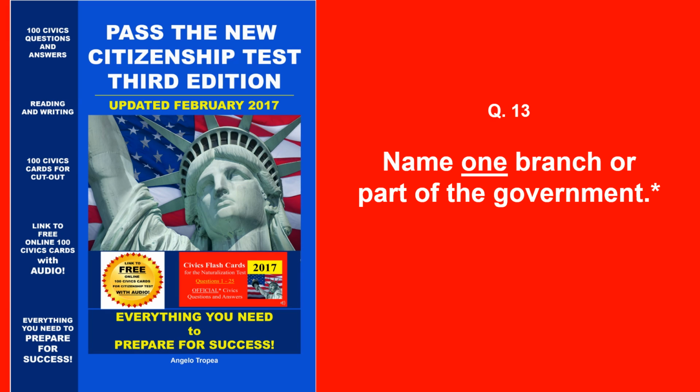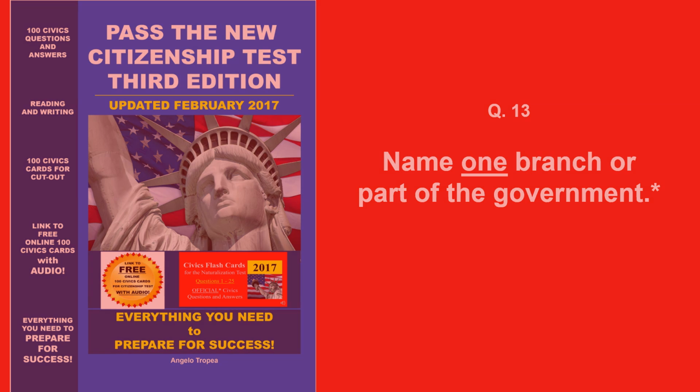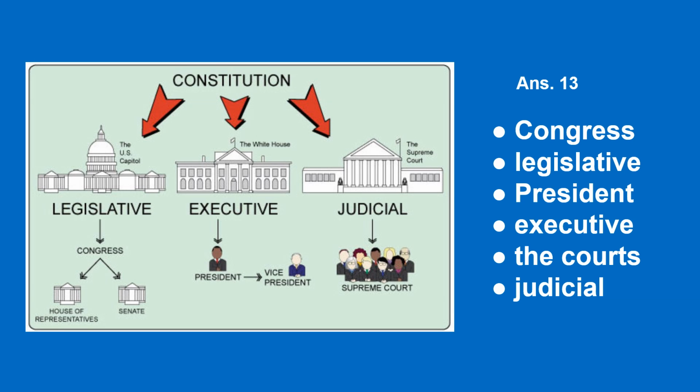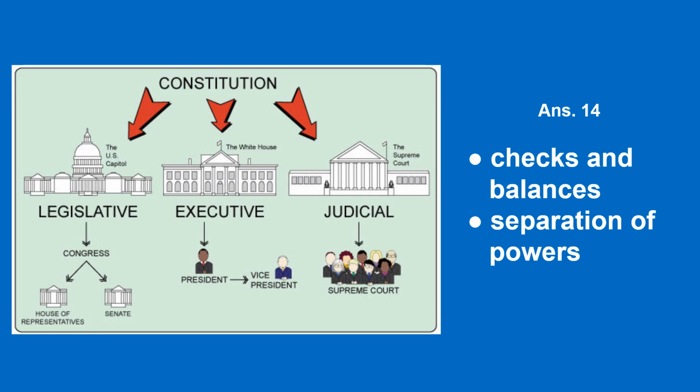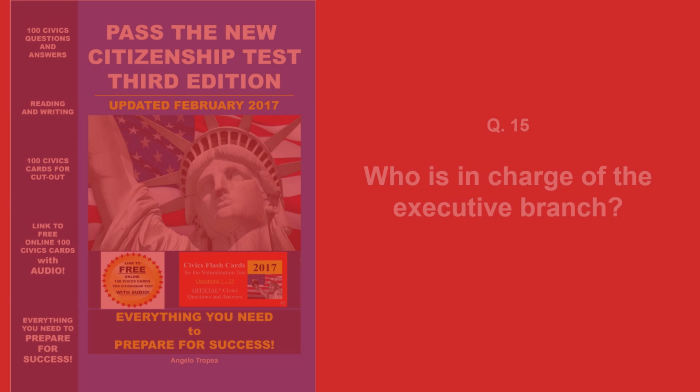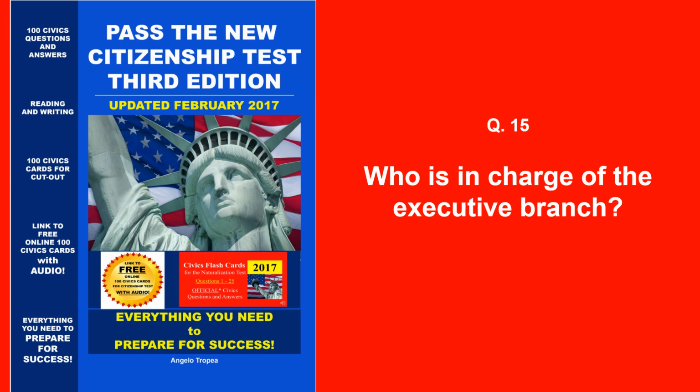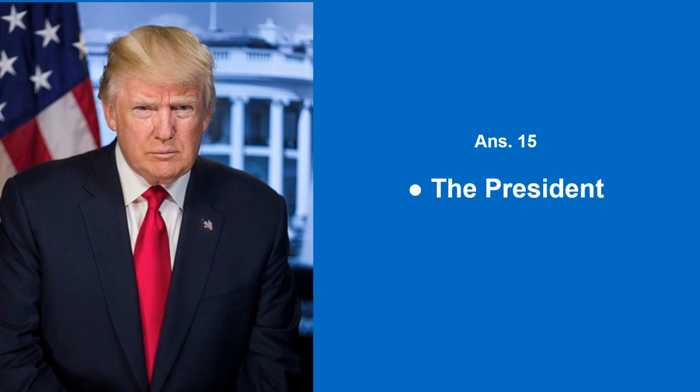Name one branch or part of the government. Congress, Legislative, President, Executive, the Courts, Judicial. What stops one branch of government from becoming too powerful? Checks and balances, separation of powers. Who is in charge of the executive branch? The President.